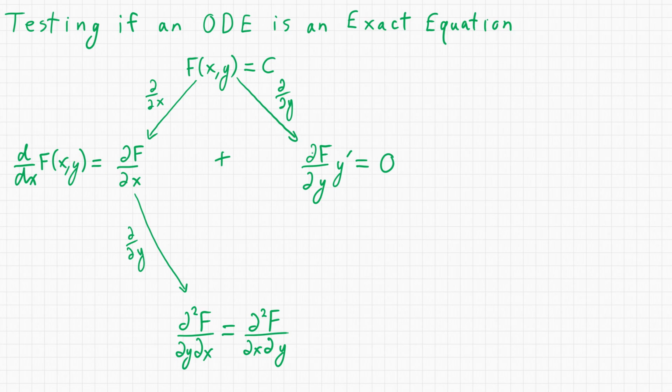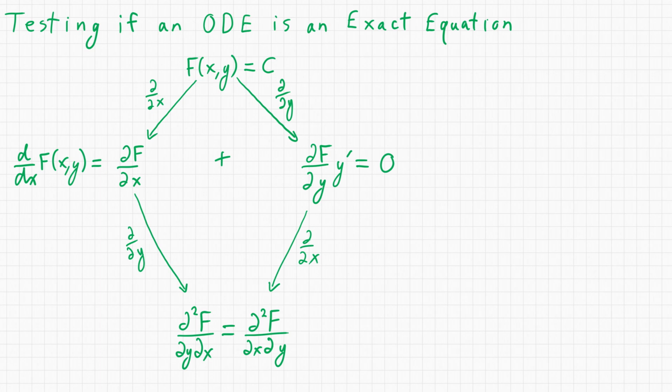And then if I take the partial f partial y, and I take the partial derivative with respect to x, then I get partial squared f partial x partial y because x was second and y was first. And because f exists, these are going to be equal. But does f exist? That's the question.